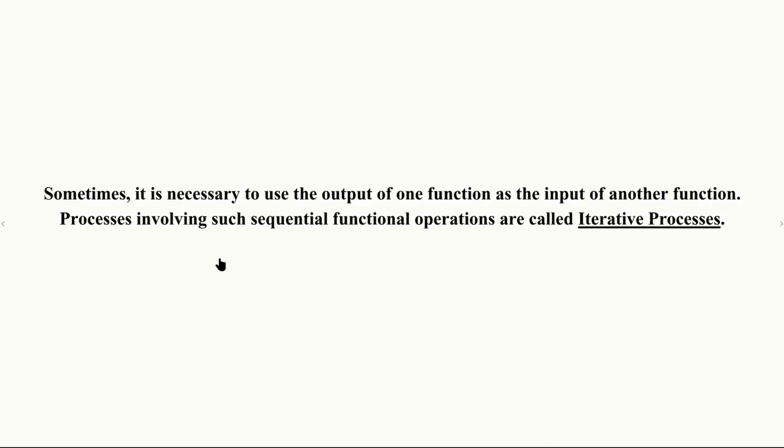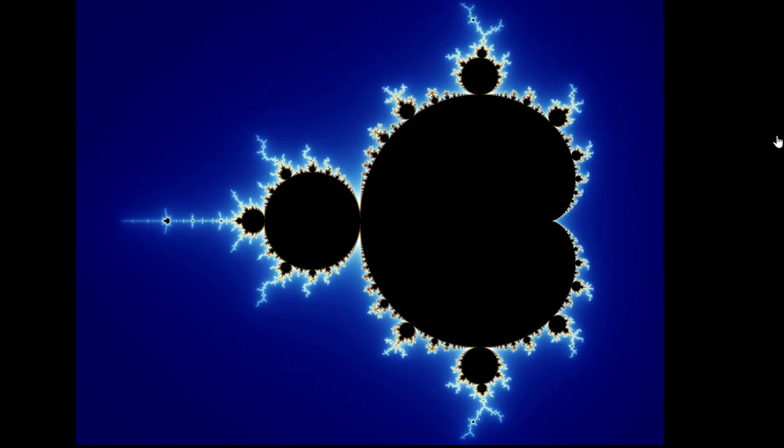All right, next we want to take a look at the important concept of composition of functions. Sometimes it's necessary to use the output of one function as the input of another function. Processes involving such sequential functional operations are called iterative processes. One beautiful example of iteration is the process that generates what's known as the magnificent Mandelbrot set. Well, without the magnificent, but that's just my opinion.